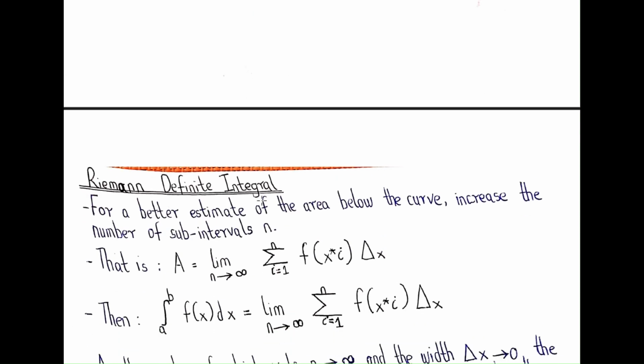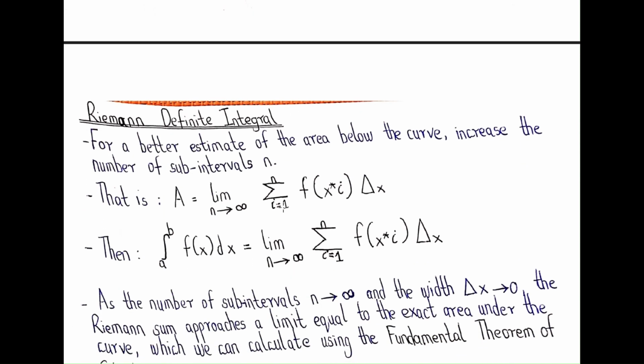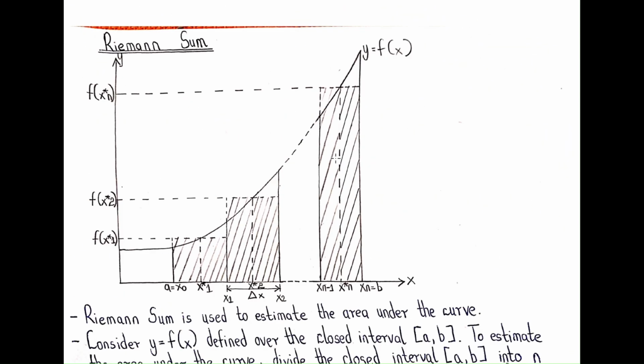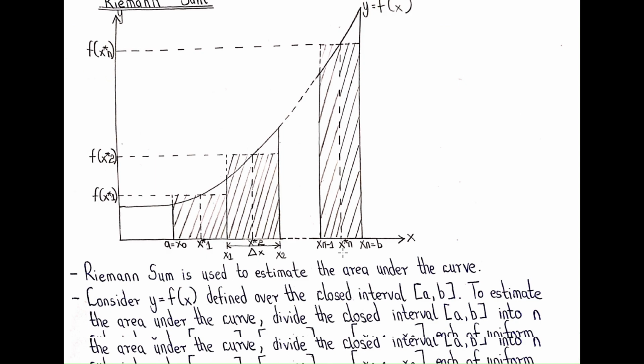Let's go to the Riemann definite integral. For a better estimate of the area below the curve, increase the number of sub-intervals n. So let's go back to our diagram. When you increase the number of sub-intervals n, this means that n will tend to infinity.